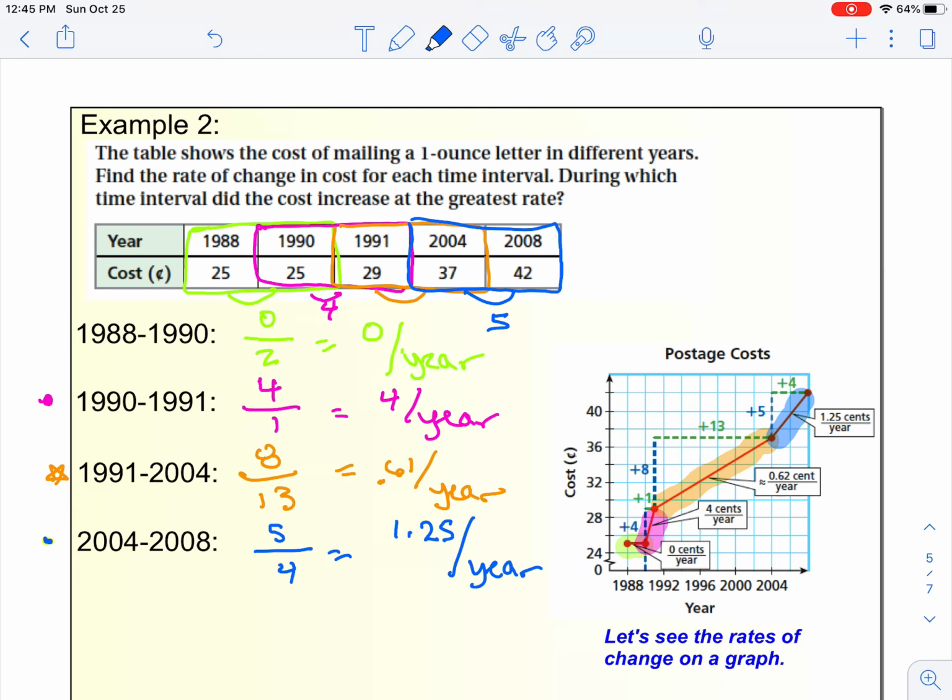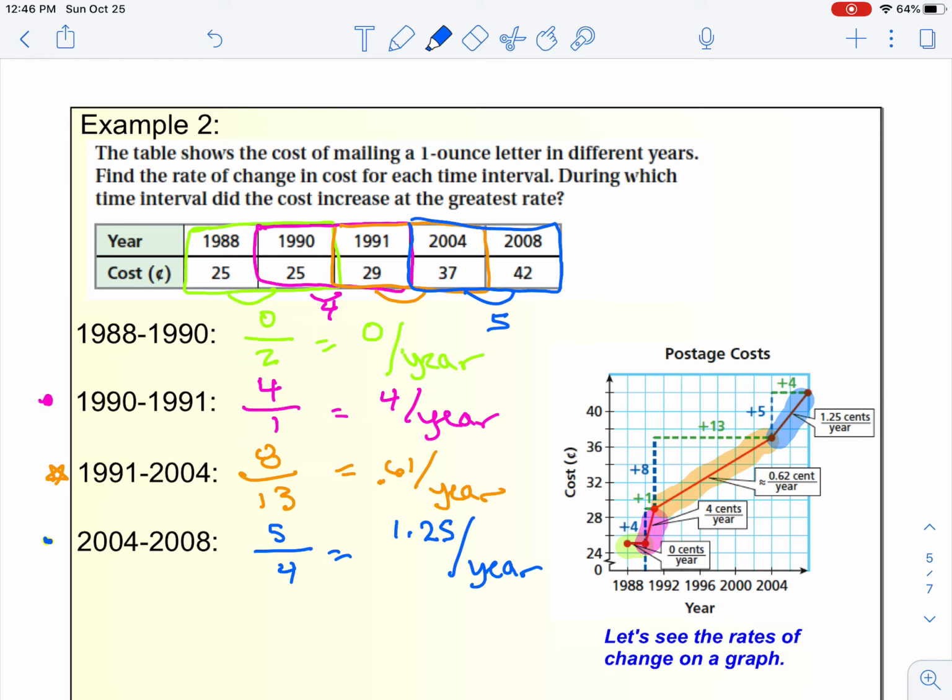So hopefully you're starting to understand this. And again, if you look at the steepness or how fast it's increasing, the closer to vertical that line is, the higher the increase, or the greater the increase.